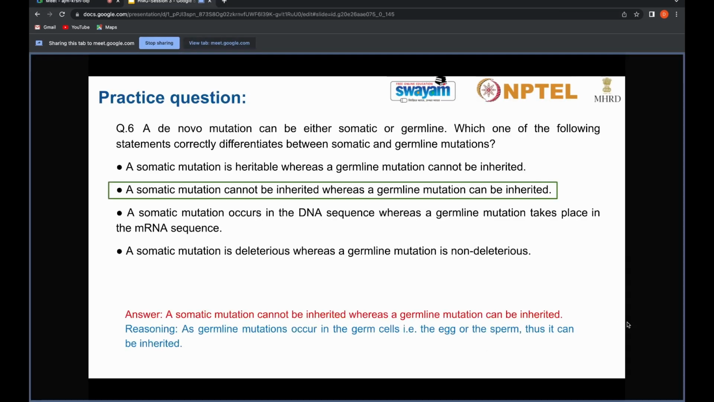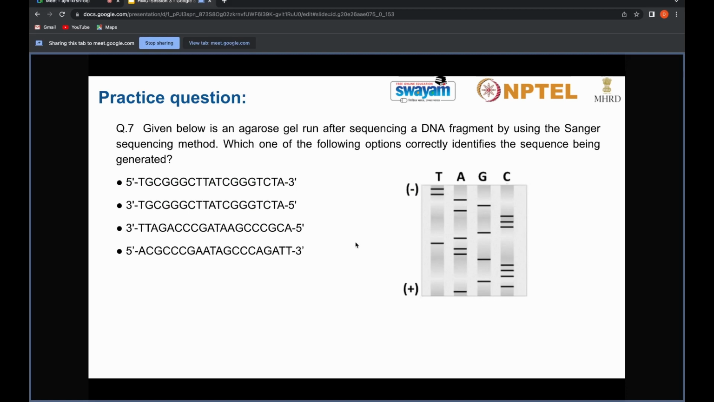The correct answer will be option B, because it's quite clear that if a mutation occurs in the somatic cells, then it will not be inherited. But if it occurs in the germ cells, then it will be inherited. So it's quite clear why option B is correct. Now let's move to another question.